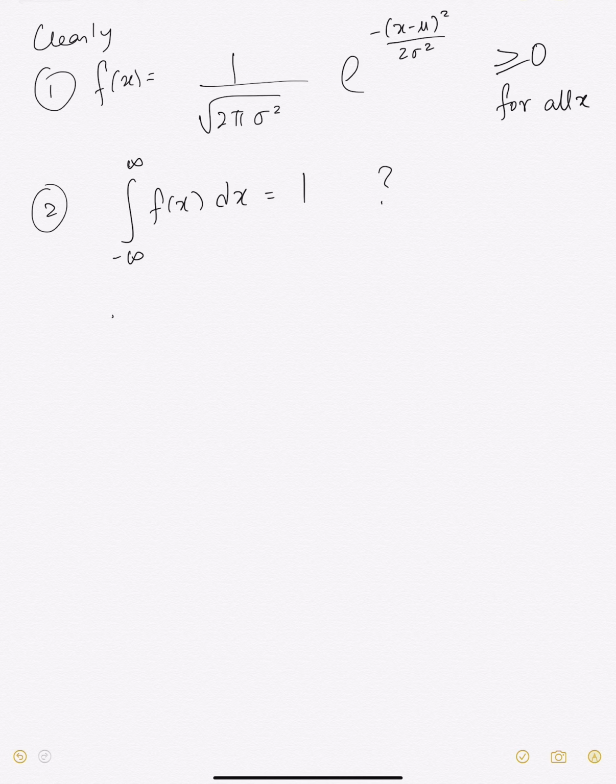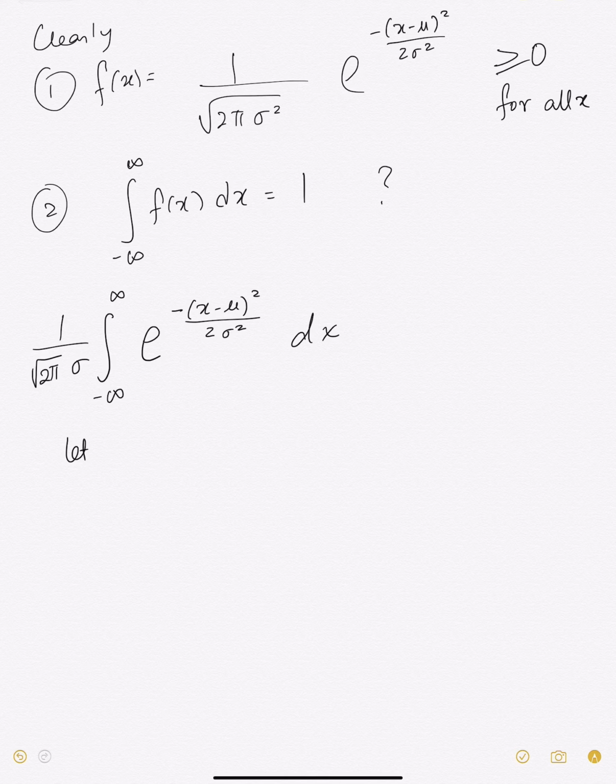Let's write this down. Integral from minus infinity to infinity. Let's write down the constant outside: 1 over the square root of 2 pi sigma, or put the sigma squared under the square root, it doesn't matter, times e to the minus (x minus mu) squared over 2 sigma squared dx. We need to do this integration. This is very complicated looking. So what we're going to do is first do a shift and a scaling to make this integral look nicer.